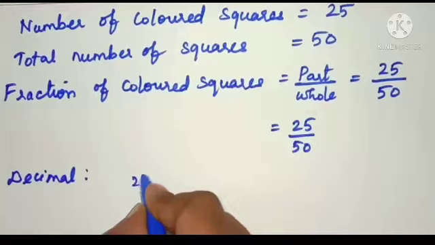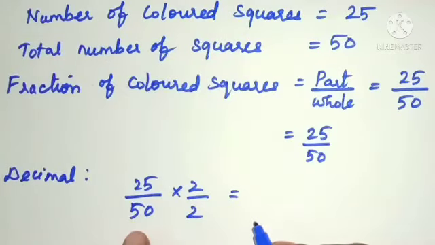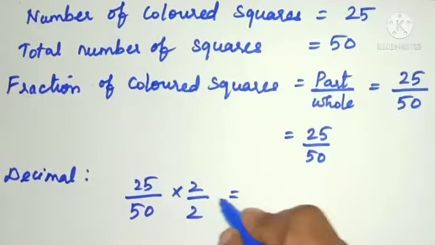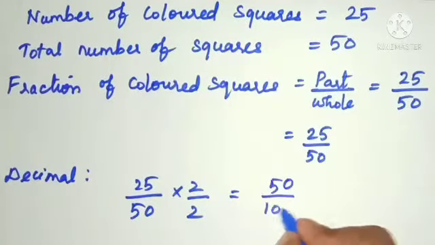So here the fraction is 25 by 50. To convert the fraction into decimal, see the fraction in the denominator, it is 50. So if the denominator is 10 or multiples of 10, it will be easy to convert the fraction into decimal, isn't it? Thus, here we can convert 50 as 100 by multiplying by 2. So 25 into 2 is 50, and in the denominator 50 into 2 is 100.